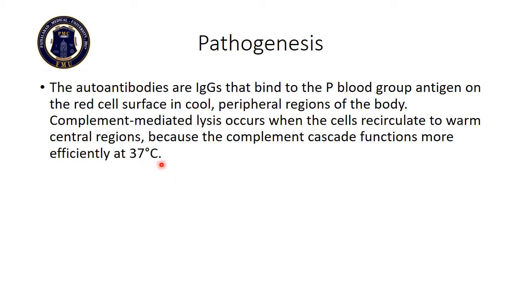at 37 degrees C. The reactions seen in the cold hemolysin type are more severe than those seen in the cold agglutinin type, because IgG is active both at a colder temperature and at a warmer temperature. So IgG and complement both remain attached to the surface of red blood cells, leading to more severe consequences.